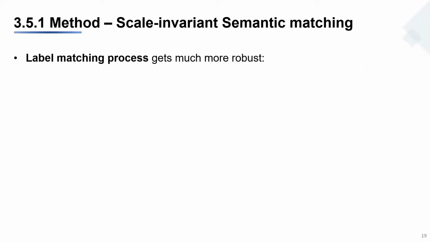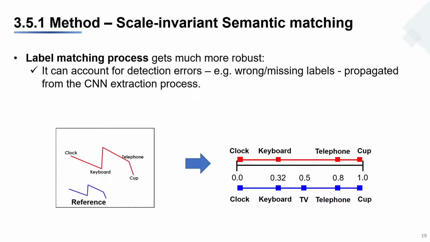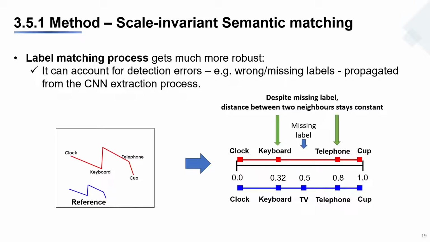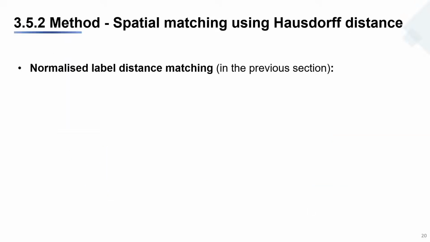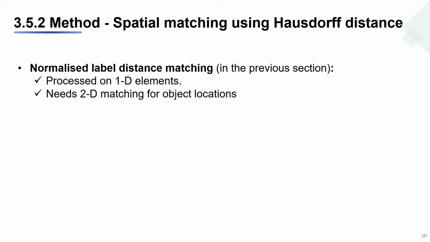Normalizing object distances also allows the label matching process to become more robust, as it can account for detection errors such as wrong or missing labels that were propagated from the CNN extraction process. Normalized label distance matching is processed on single-dimensional elements. For object location matching, we needed a two-dimensional matching algorithm.